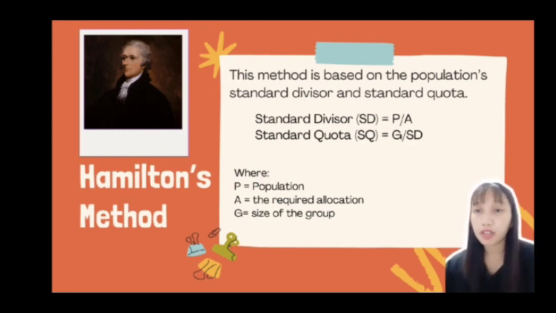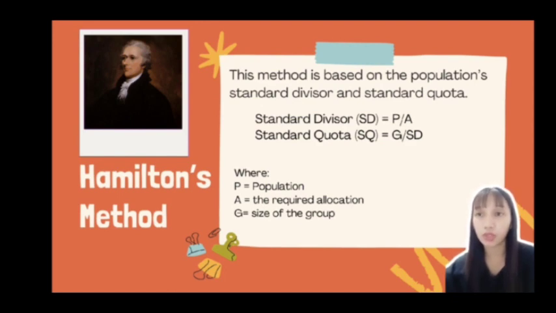Hamilton's method. Named after Alexander Hamilton, this method involves assigning each state its natural number of seats: its population divided by the total population multiplied by the total number of seats, rounded down, and then distributing the remaining seats to the states with the largest fractional parts. This method was used in the U.S.